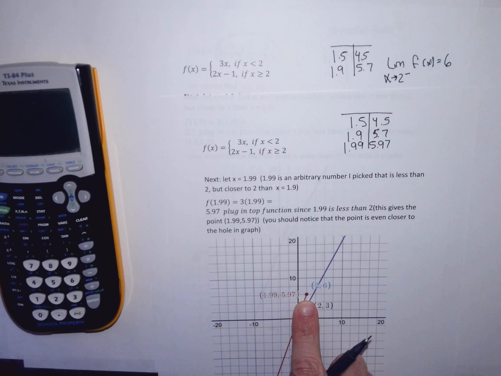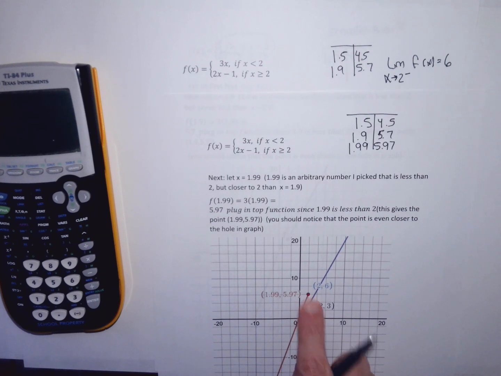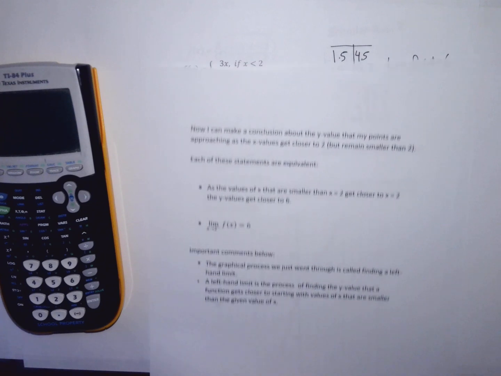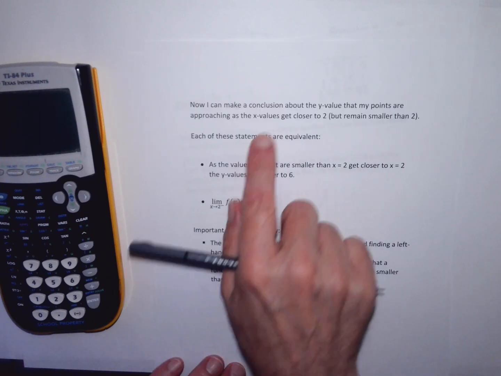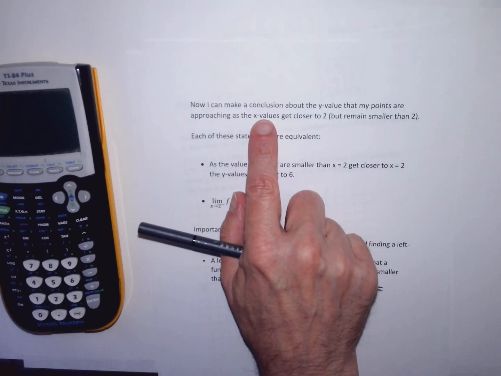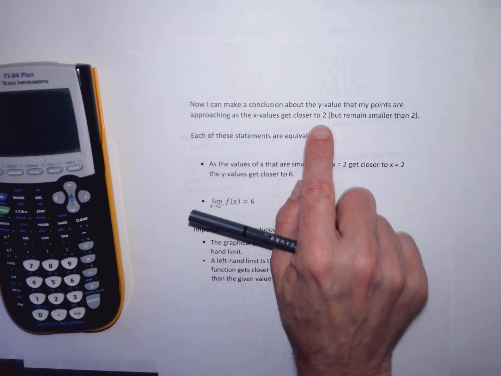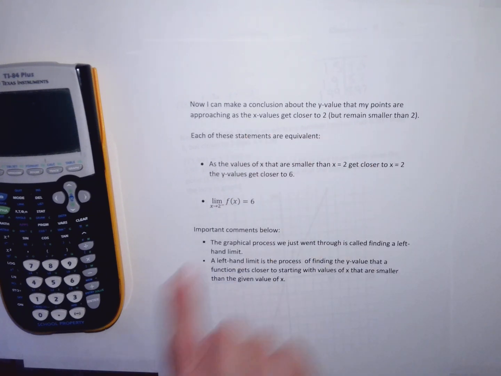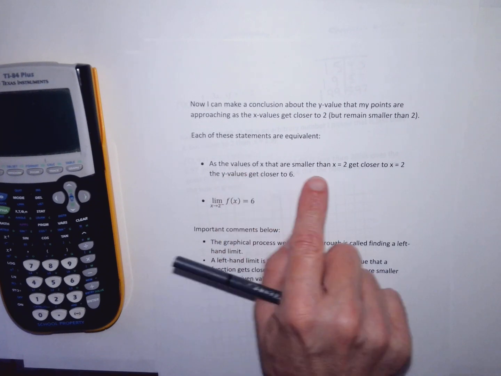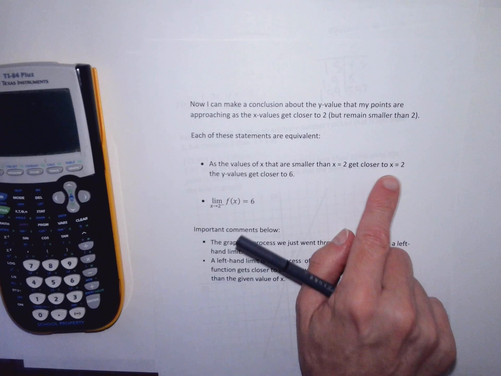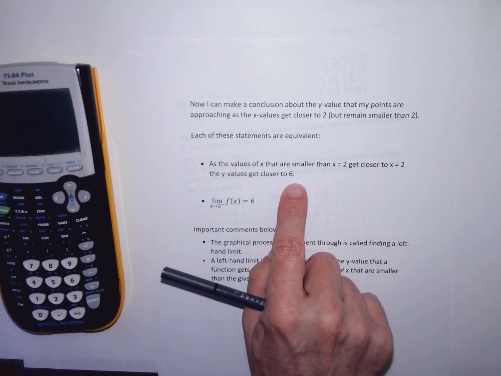Usually they approach any open or closed circle that is on the graph that's appropriate. So I believe I can make a conclusion now about the left-hand limit. I can say, as I plug in values of x into the function that are closer to 2 but remain smaller than 2, what happens? As the values of x that are smaller than 2, and I plug them into the function, get closer to 2, the y values get closer to 6.